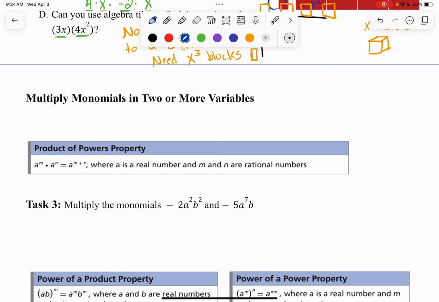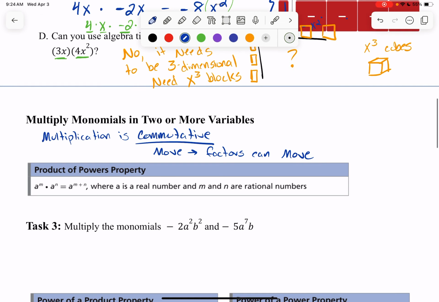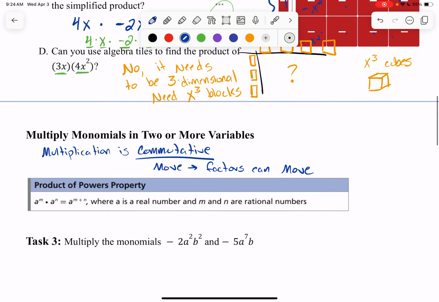One thing that we use a lot to multiply monomials is to remember multiplication is commutative. What that means, commutative, move, is the factors can move. Factors can move when all you're doing is multiplication.